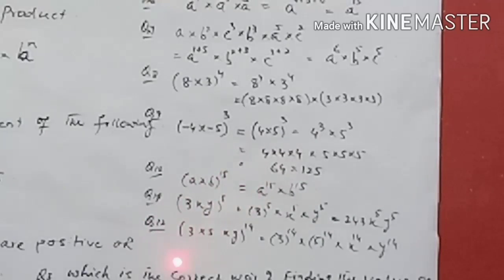Now the last question, 3 multiplied by 5 multiplied by x and y. That means there are two numbers 3 and 5 having the power 14. 3 raised to power 14, 5 raised to power 14. The power is very large, therefore we do not expand the numbers. And x and y are the two variables having the power 14 and 14.